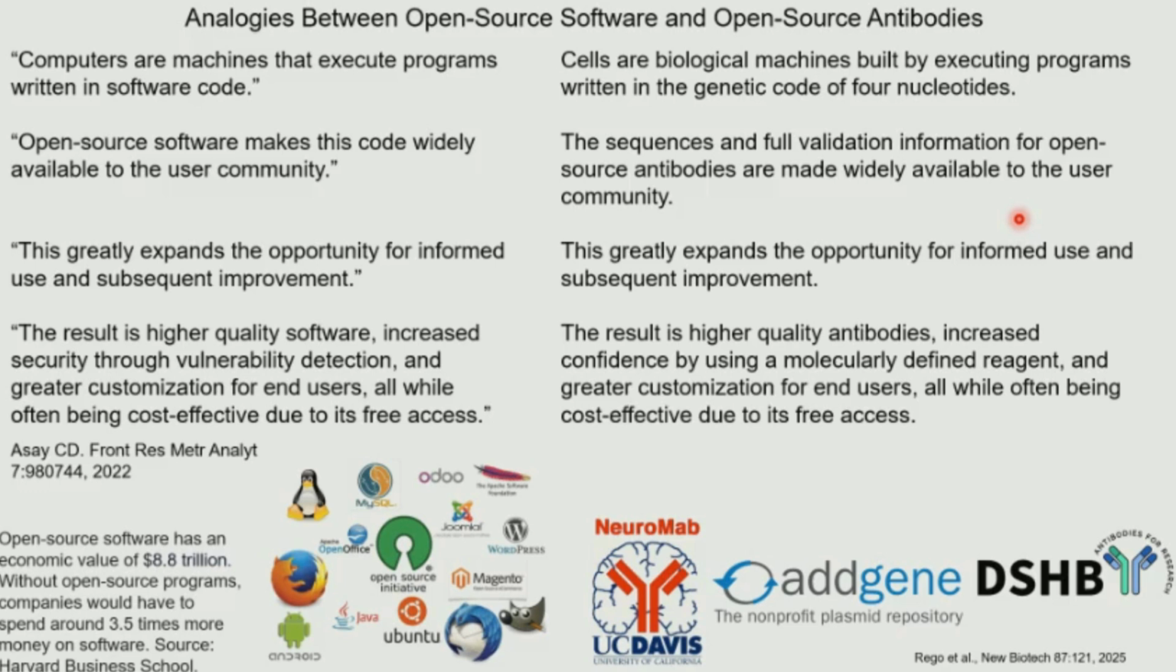So customization is a major component of this, end user customization, that's only available when the sequences of the antibodies are provided. The idea of open source software is higher quality software and increased security, greater customization, and also cost effectiveness. There are estimates that open source software has an economic value of $8.8 trillion a year, and that this saves companies up to 3.5 times what they'd have to pay for licensed software. Here's a number of examples of open source software.